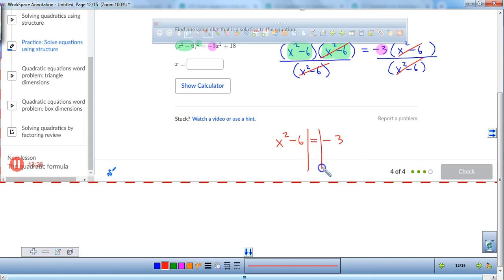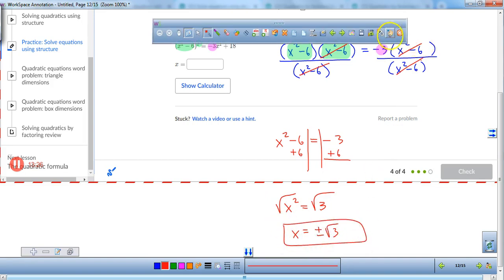And all we're going to do is simply move this negative 6 across. So we're going to add 6 to this side, and add 6 to this side. And we get x squared equals 3, because 6 minus 3 is 3. And then we take the square root of both sides, and we get x equals plus or minus radical 3.